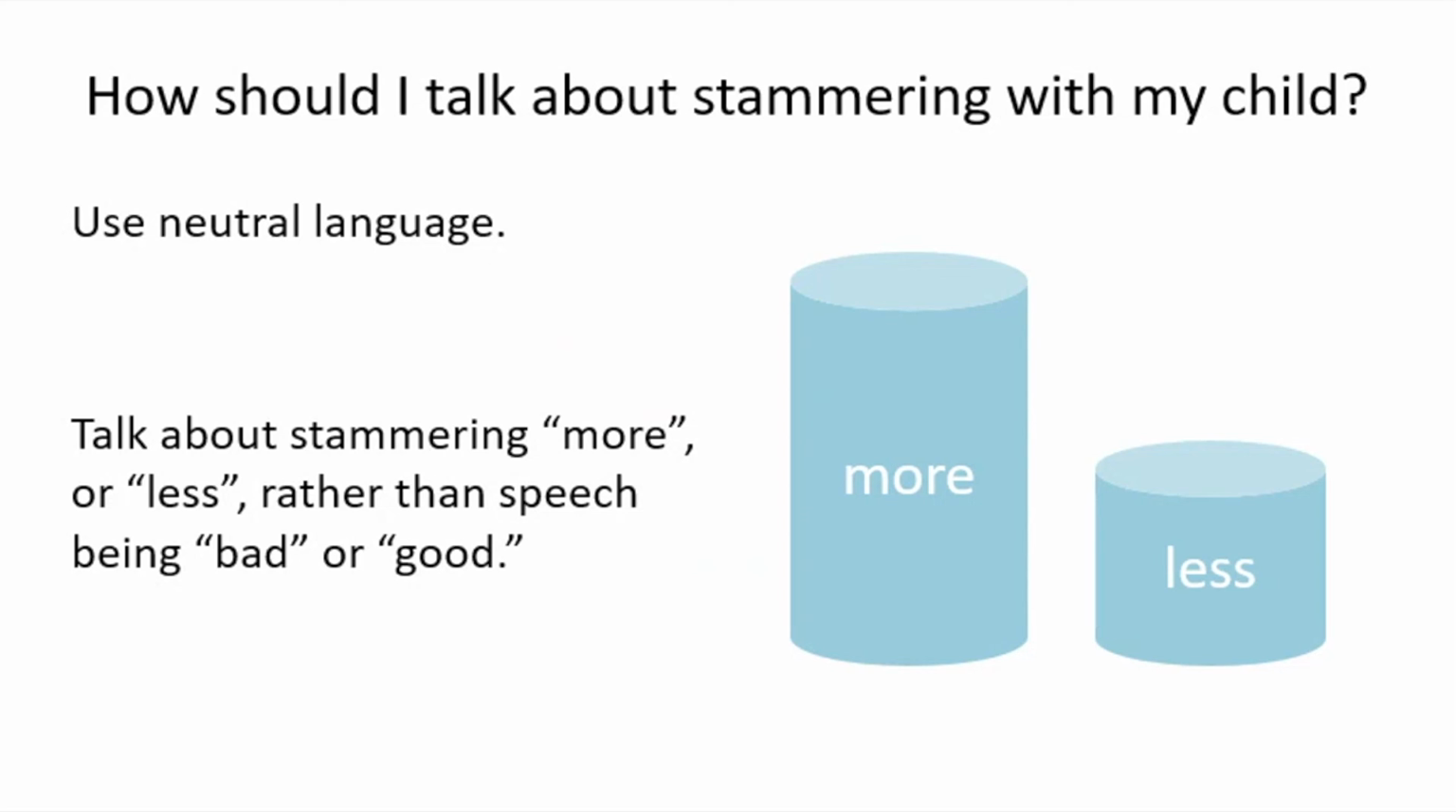And how should you talk about stammering with your child? I guess the really important thing to remember is to try to use neutral language about it. It's really, really easy to talk about stammering in a bit of a negative way, like saying, "Oh, your stammering was really bad today, wasn't it?" Again, it's a really subtle little thing, but you're giving a little bit of a message that stammering is bad, stammering is negative. And actually, could we find a way to talk about it in a more neutral way?